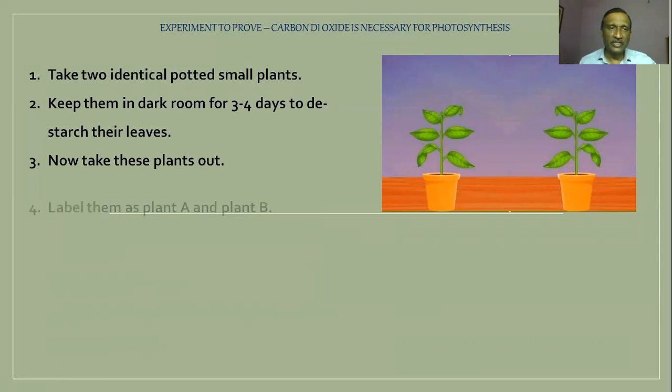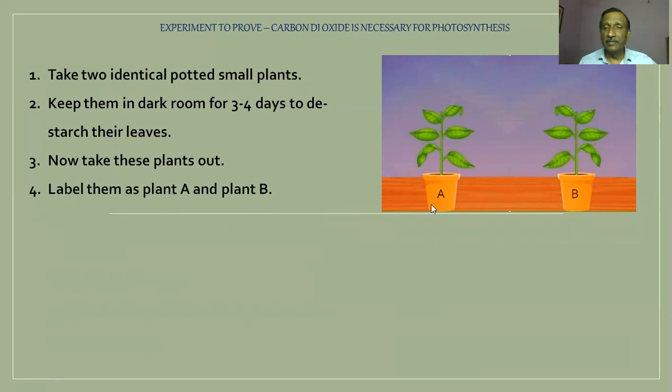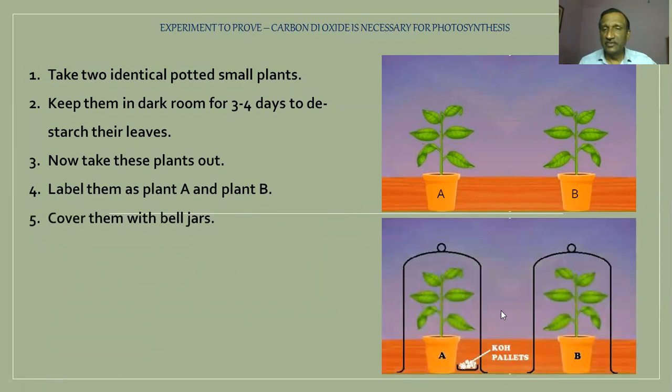Now what we have to do is label them as A and B. See, this is pot A and this is pot B. Now cover them with bell jars. See, here we have covered them with the bell jar. A bell jar is a glass jar which is bell shaped. As I said, the potted plant should be of such height that it can be easily covered by the bell jar.